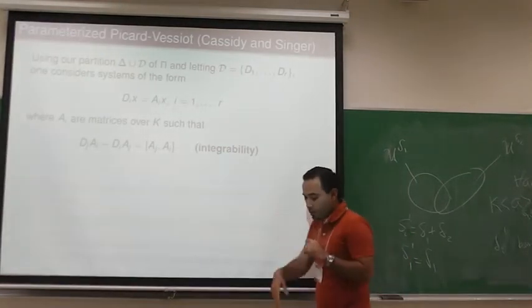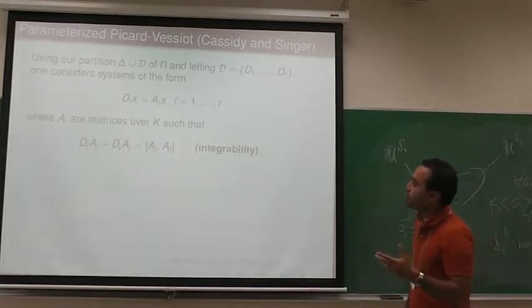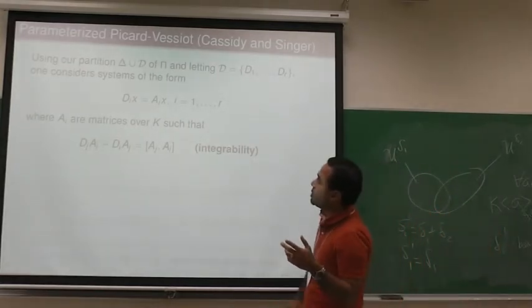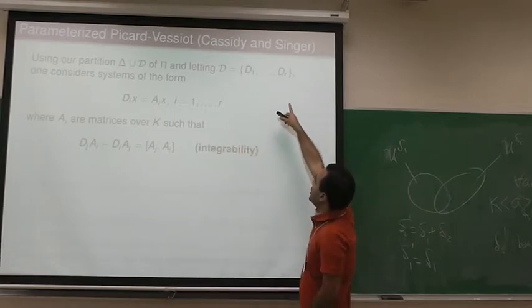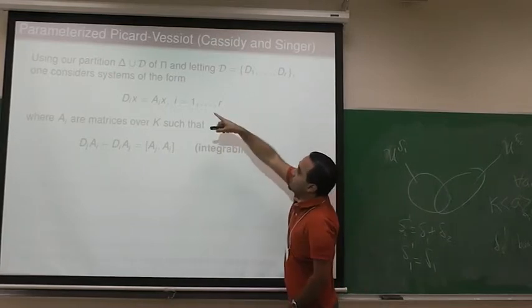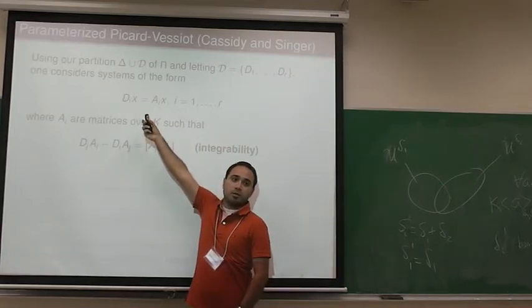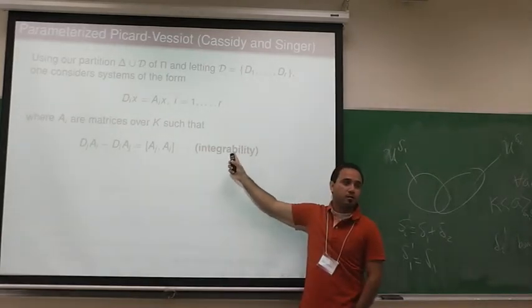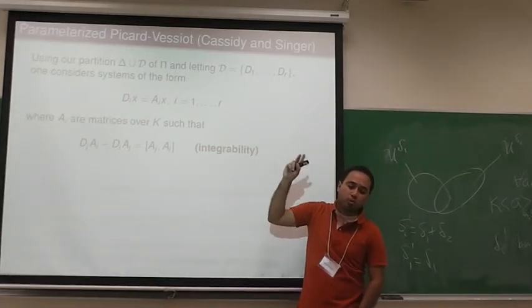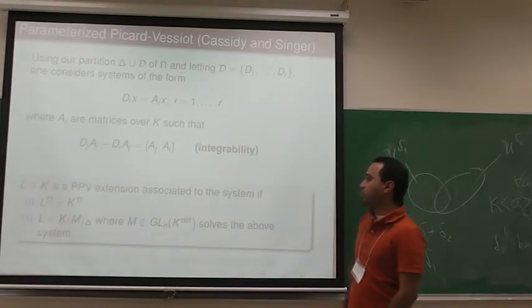So I'm just going to tell you very quickly, as motivation, how parameterized Picard-Vessiot theory works. You take a partition, I'm calling it my second set of derivations, and you consider as usual linear systems. Of course, you need the matrices to satisfy some sort of integrability conditions. You want the relations to commute. You really want this integrability. Okay, then now parameterized Picard-Vessiot extension.